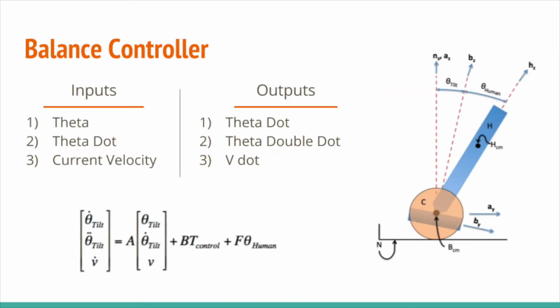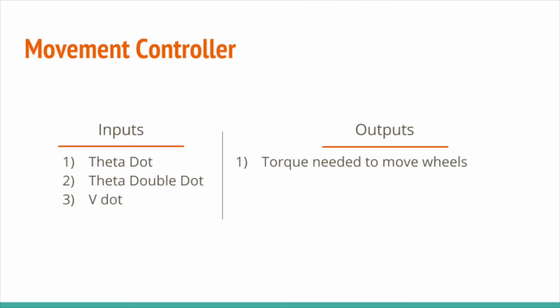The balance controller has three inputs: theta, angular velocity, and transverse velocity. These inputs are then outputted as angular velocity, angular acceleration, and transverse acceleration. The movement controller has three inputs and one output. The inputs are angular velocity, angular acceleration, and transverse acceleration. The output is then the torque needed to move the wheels.